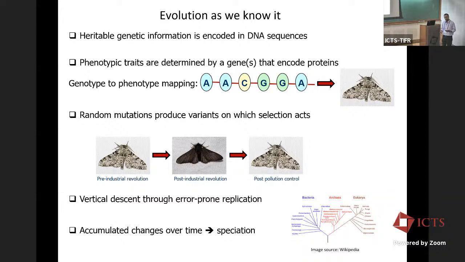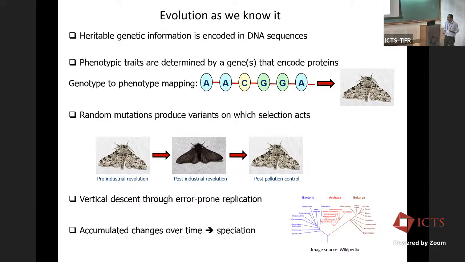And vertical descent, because individuals pass on their genetic information to their offspring. That's how information is propagated from one generation to the other. Vertical descent also allows us to establish evolutionary relationships between different organisms, which allows us to draw phylogenetic trees and hopefully trace back the origin of all living organisms to the so-called last universal common ancestor of all organisms. So these are the characteristics that we find in evolution as we see it today.